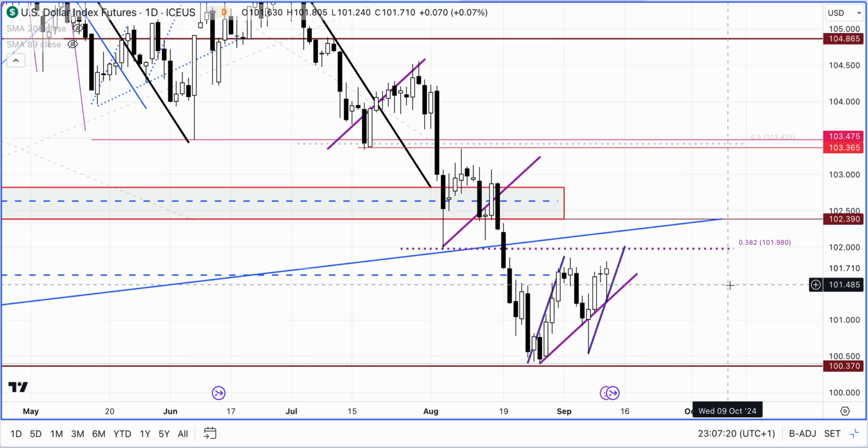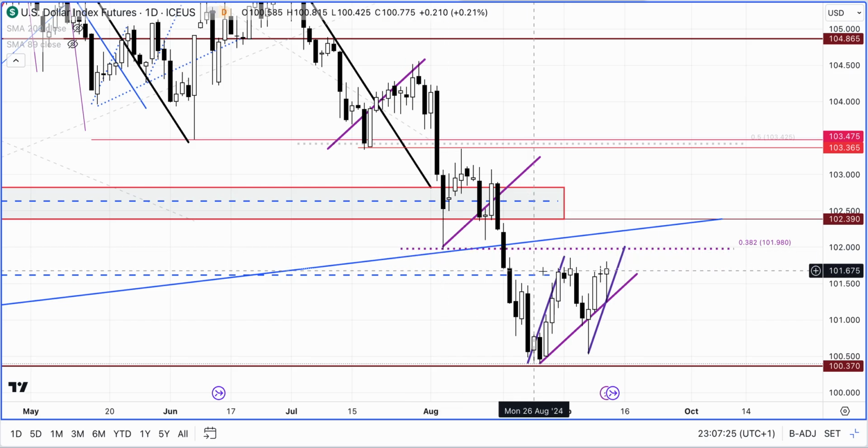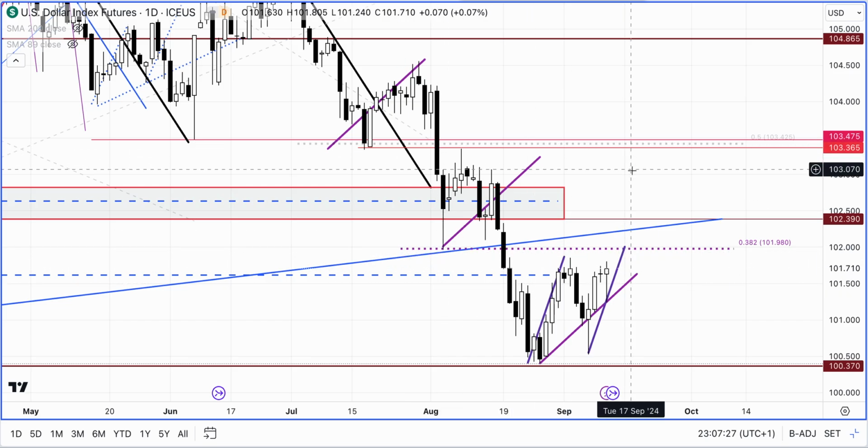Pretty strong resistance. Should it get above that, and also with structural resistance from the structure here as well, then I think 103.50 is the next destination for the US dollar.